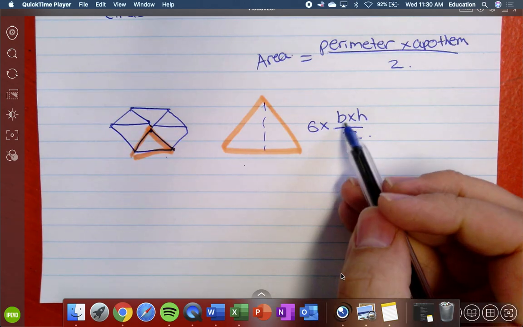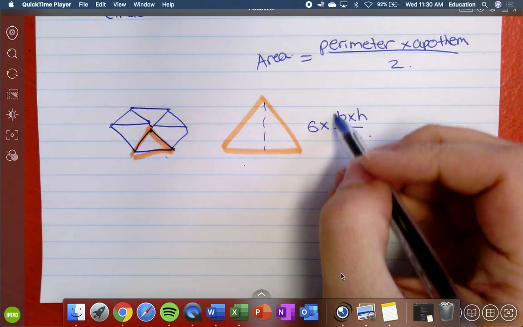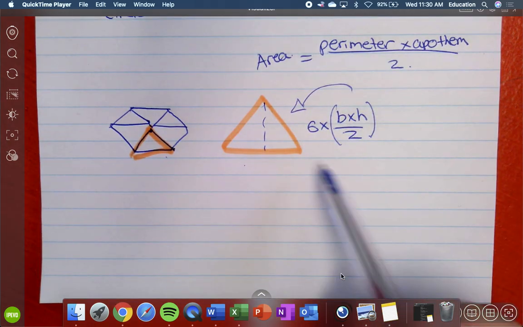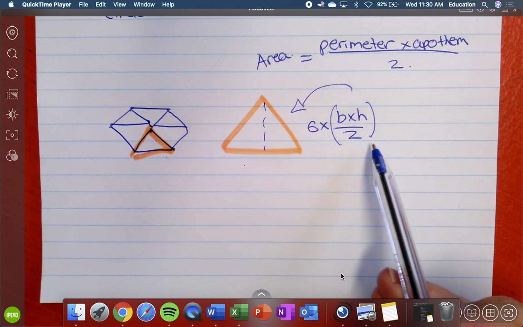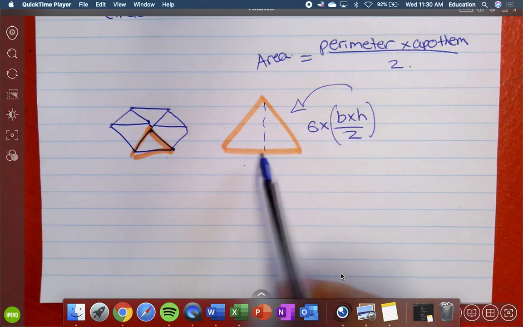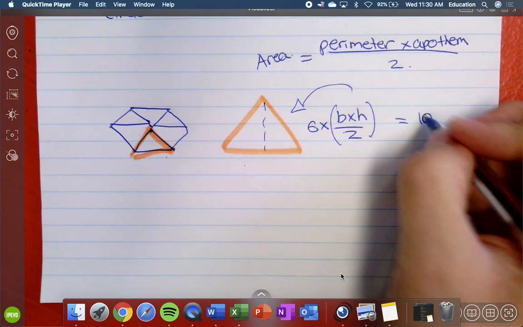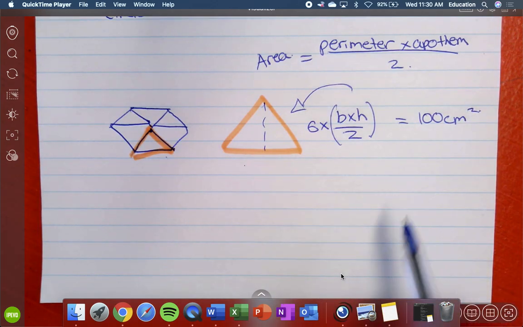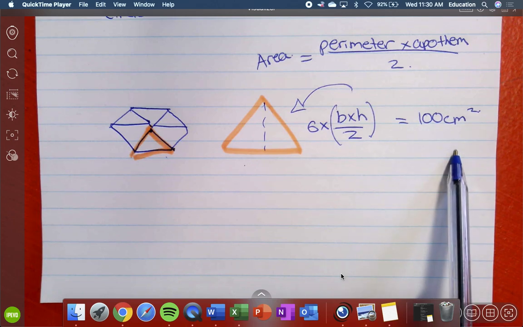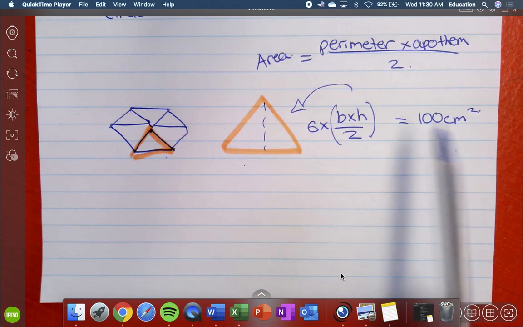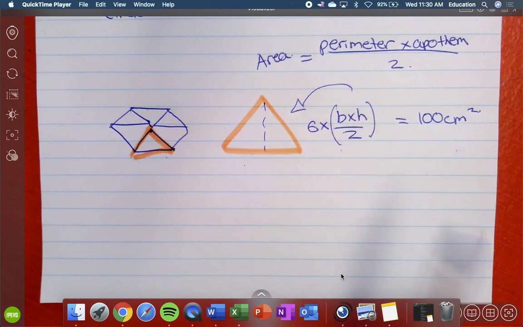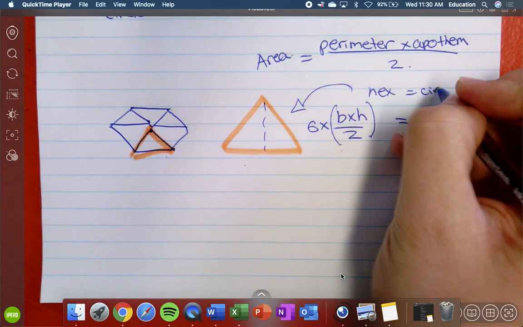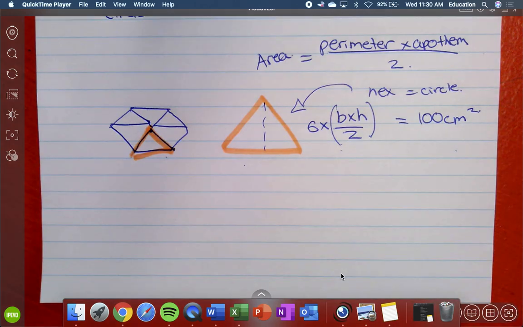So 6 times base times height divided by 2. So this here, right, this is my triangle. I want 6 of these triangles. And 6 of these triangles here is going to equal 100 centimeters squared. This is my equivalent statement. This is saying that my circle, which is 100 centimeters squared, is going to be equal to my hexagon. So if you want to write a little reminder that hexagon is equal to circle, okay, then that might help you out.